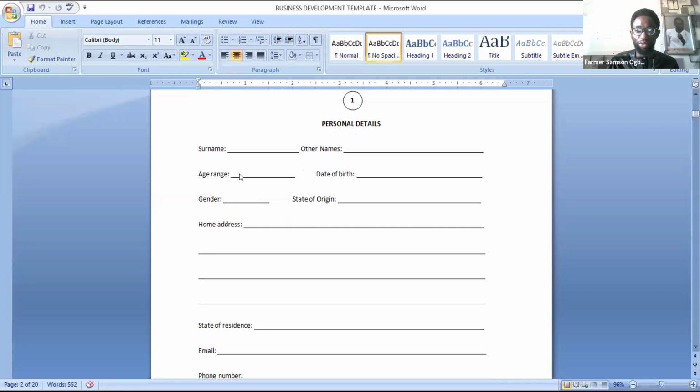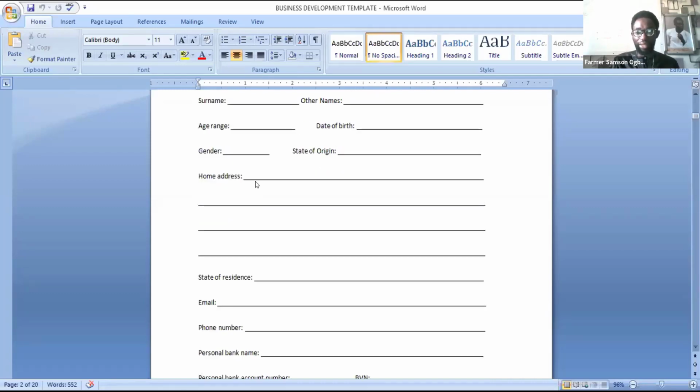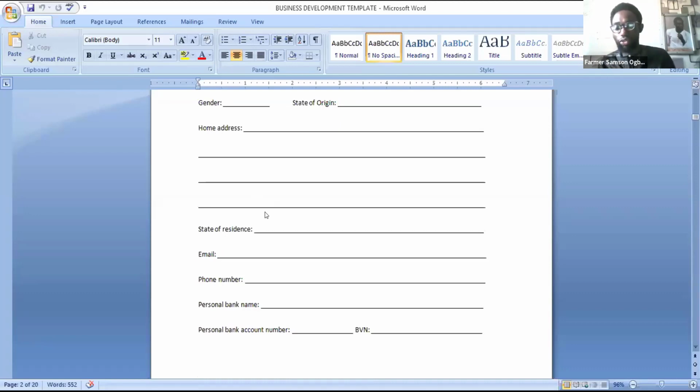Next is your age range. When you are filling online, it's going to give you a range. So you pick your age range, your date of birth, your gender, male or female, your state of origin, and your home address. Your home address is where you stay, so it could be different from your state of origin. Then your state of residence, which is where you live. The assumption is your state of residence and the place where your business is should be the same.